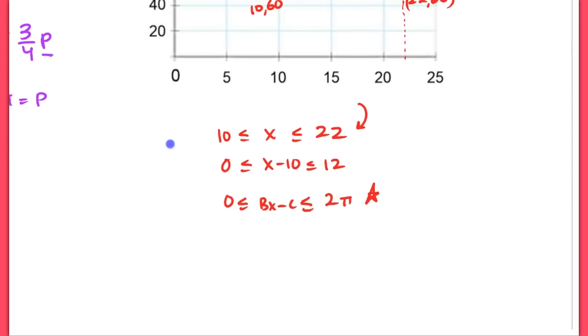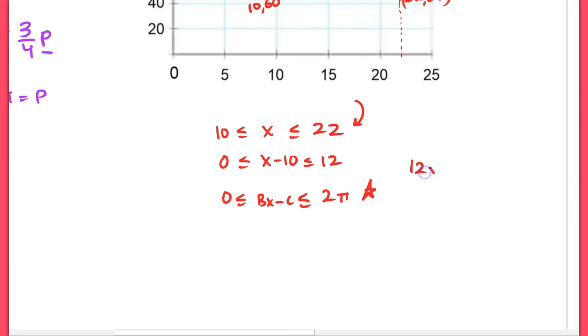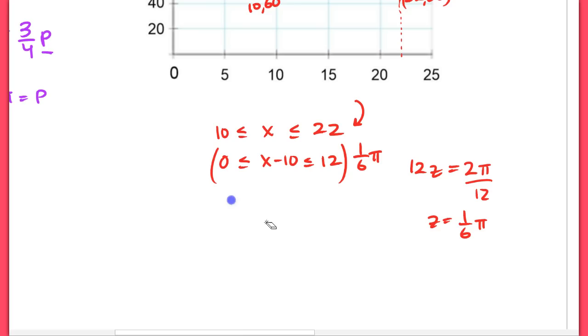So to get from 12 to 2 pi, you need to multiply by some value. I think we were calling it z the last time. So 12 times some value to get you to 2 pi. That value is going to be 1/6, I'm sorry, 1/6 pi, right? So if I solve for z here, I would divide by 12, and I get z is equal to 1/6 pi. So that means that I need to multiply everything here by 1/6 pi, which now gives me 2 pi on the right-hand side.